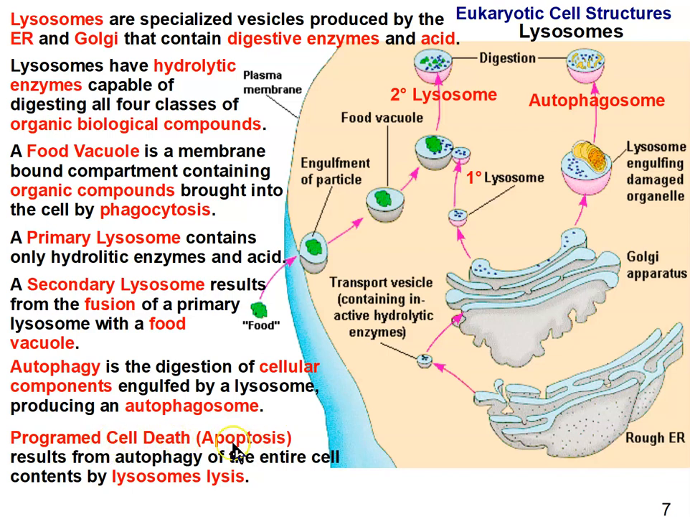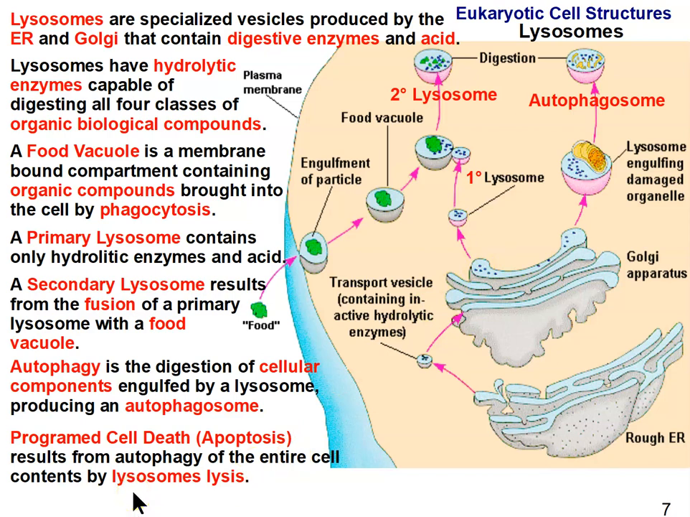This process is also known as apoptosis. Some people go ahead and pronounce that P. I prefer to leave it silent. So apoptosis, programmed cell death. That's when lysosomes break open inside the cell. So when a cell gets a signal to kill itself, basically, to commit suicide, you could say, it breaks open its lysosomes inside the cell, and that digests the cell from the inside out and kills the cell.